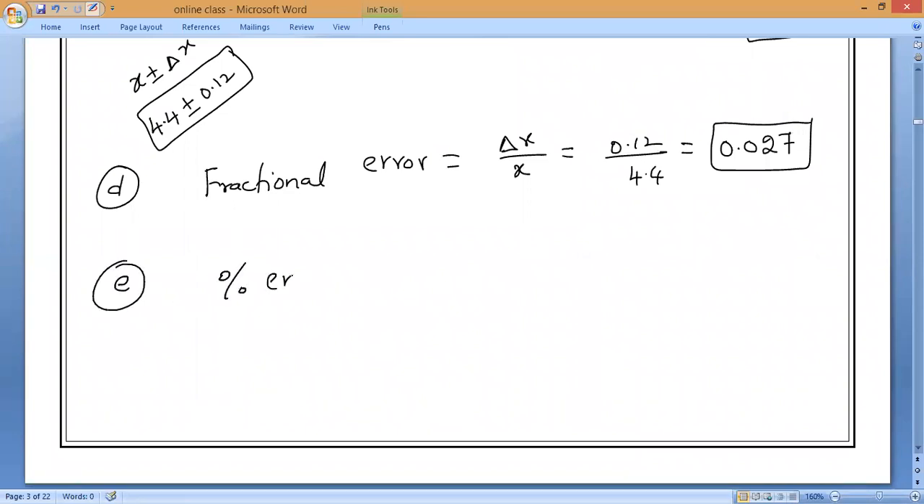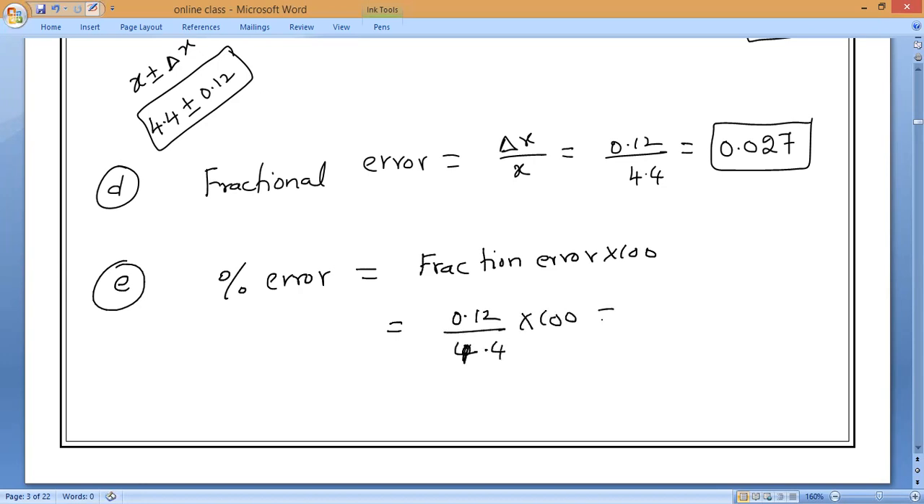Next, the last one, percentage error. What is the meaning of percentage error? We have done fractional error; multiply it by 100. So it is 0.12 divided by 4.4 into 100. How much will it come? 2.72 will come. So verify it, everybody. Any doubt, anybody can ask me. So this is how we need to find the absolute errors.